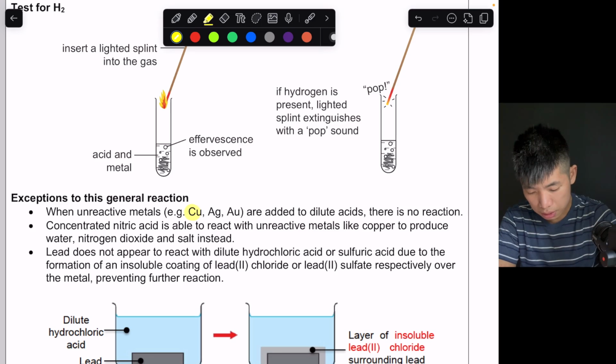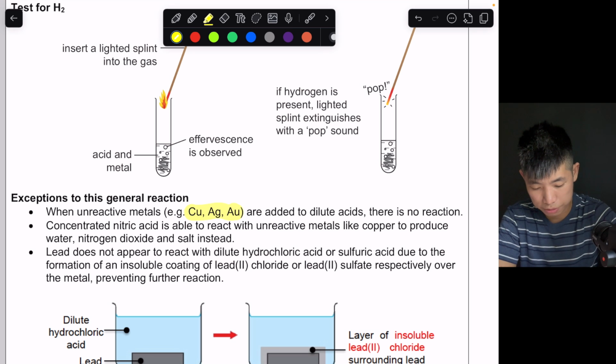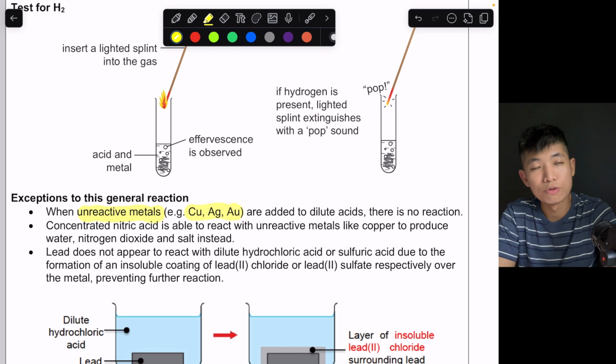Take note, there are some metals which are what we call unreactive metals. That means they do not react with acids, dilute acids in particular. Them being unreactive is also the reason why they were used to make coins in the past. Copper, silver, and gold are used a lot in jewelry making because they do not react very easily. But if you were to use concentrated acid, it is able to react with some of these metals.